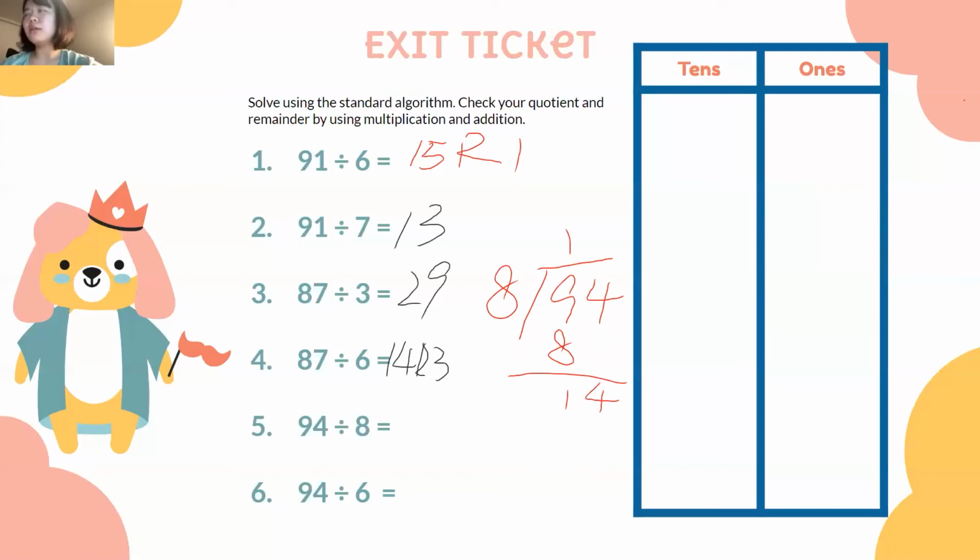And how many can we break into 8 groups for 14? So 2 times 8, that is 16, is still bigger than 14. So let's put 1 for 8. For 14, then 14 minus 8, that is 6. And 6 is smaller than 8, so it's okay, which means we're doing correct. So this answer, 94 divided by 8, that is 11, remainder 6.